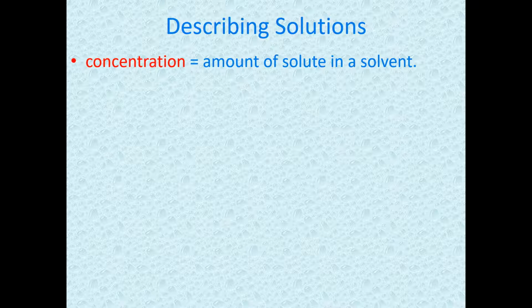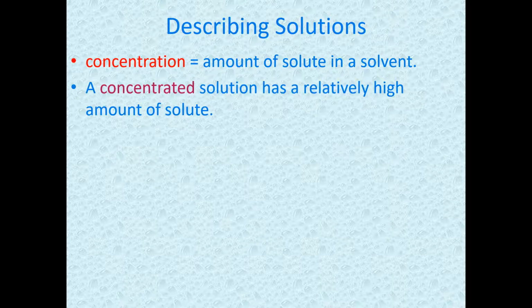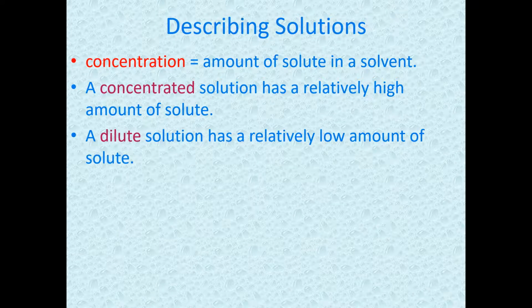So we can describe solutions in different ways. We can describe them in terms of their concentration, which means the amount of solute in a solvent. A concentrated solution has a relatively high amount of solute in it. If you've ever heard about juice from concentrate, that means they took something that had a very concentrated amount of juice in it and then watered it down. A dilute solution has a relatively low amount of solute in it.